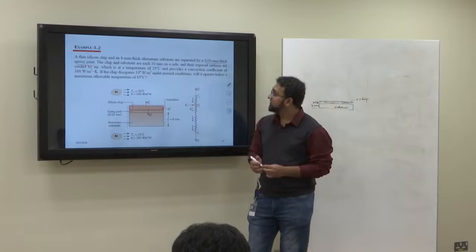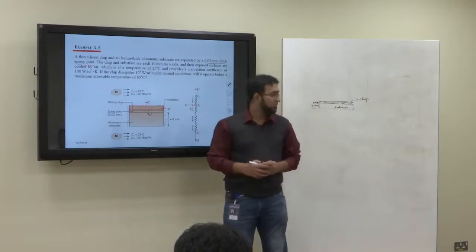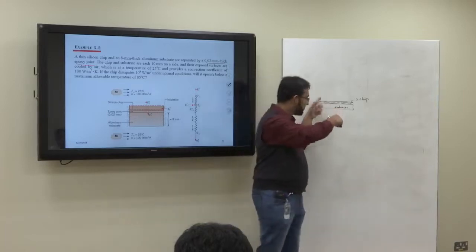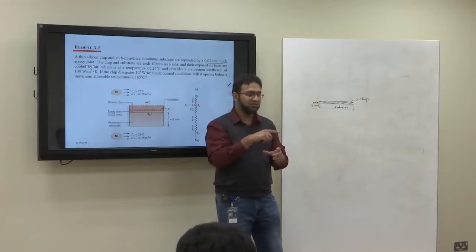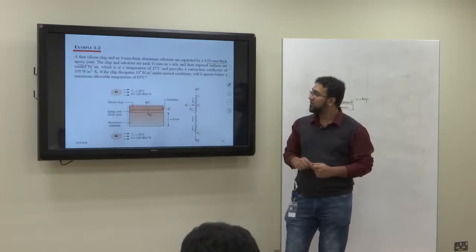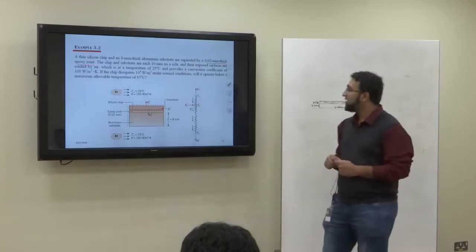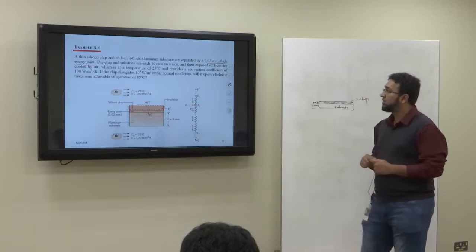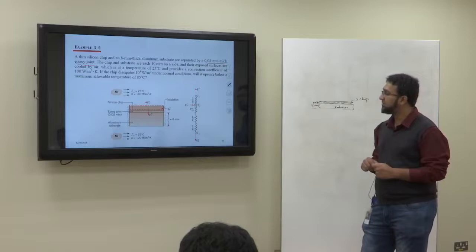The chip and substrate are each 10 millimeter on a side. So if you see it from the top, it's a square with 10 millimeter on each side. Their exposed surfaces are cooled by air, which is at a temperature of 25 degrees centigrade and provides a convection coefficient of 100 watt per meter square Kelvin. If the chip dissipates 10^4 watt per meter square under normal conditions, will it operate below a maximum allowable temperature of 85 degrees centigrade?